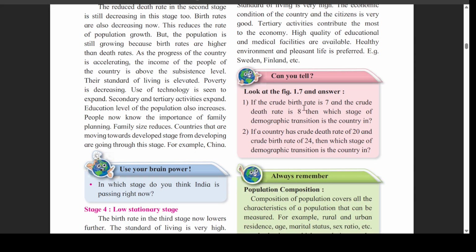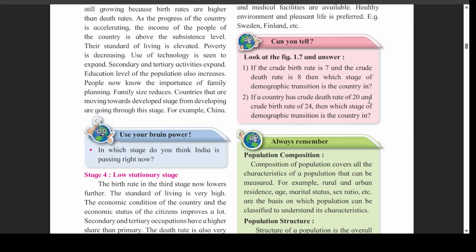If the crude birth rate is 7 and the crude death rate is 8, then which stage of the demographic transition is the country in? If a country has a crude death rate of 20 and a crude birth rate of 24, then which stage of the demographic transition is the country in?